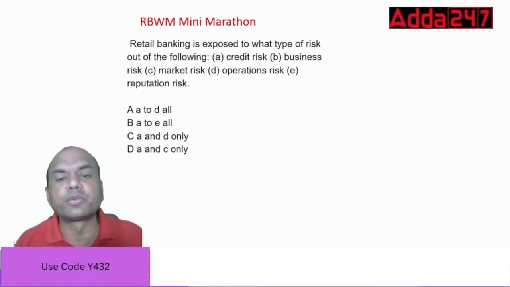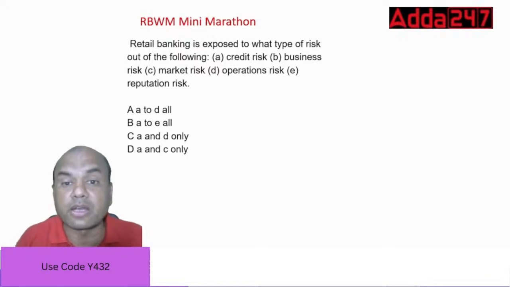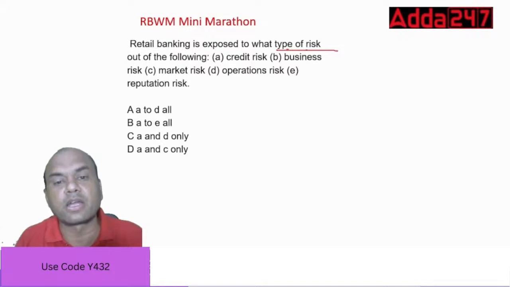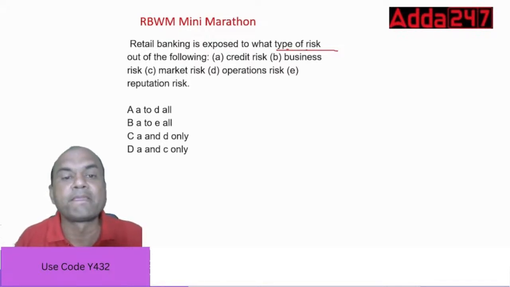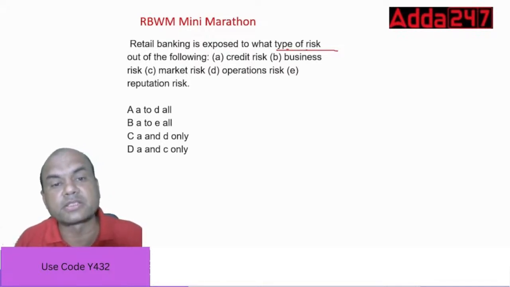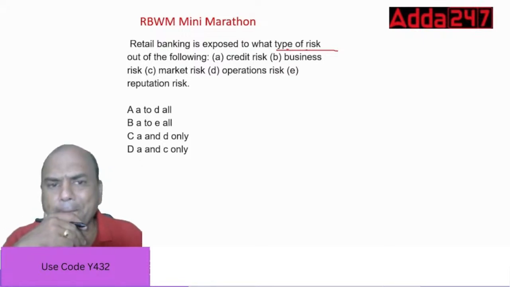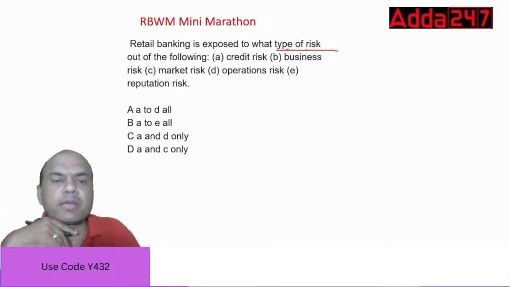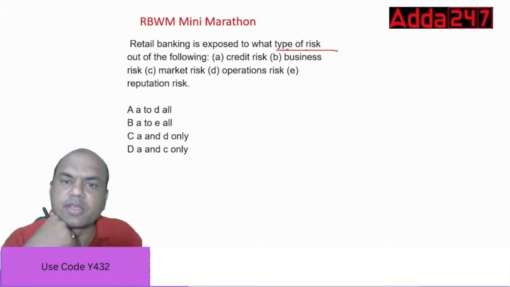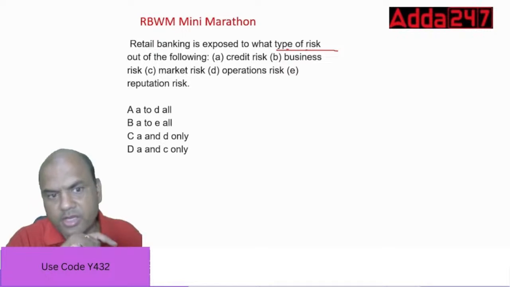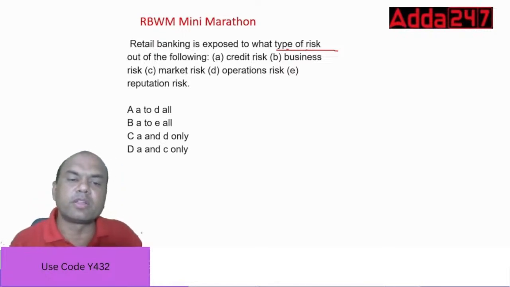Retail banking is exposed to which type of risk out of the following? Sorry, not credit risk. Which type of risk? Is it credit risk? Is it business risk? Is it market risk? Is it operations risk? Or is it reputation risk? What do you think? Which type of risk is applicable to retail banking? Is it only credit or business or market or operations or reputation? It is all, right? It is all.